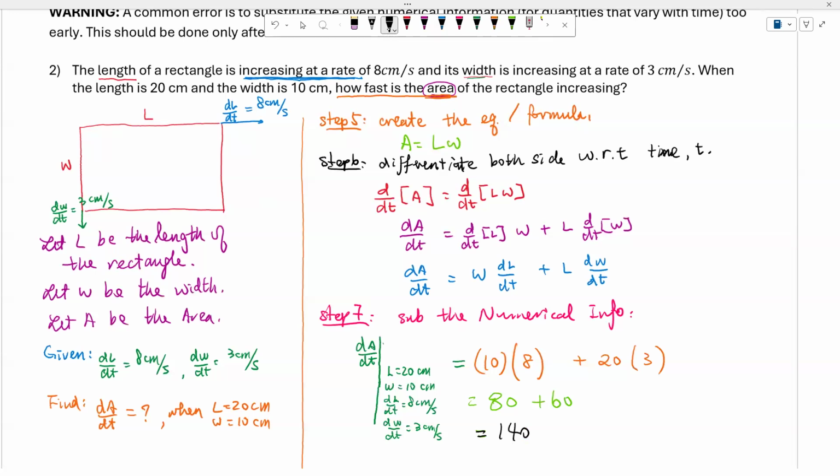Then let's see what the unit is in this case. What is the unit of dA/dt? You see that 10 is in cm, and 8 is in cm per second, so the unit will be cm squared per second. And it actually makes sense to have centimeter squared per second because we are looking for the area per time, right?